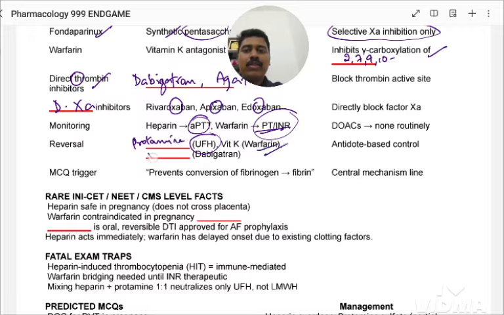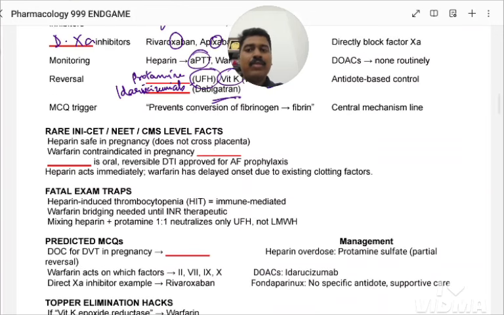For warfarin we use vitamin K as the antidote, and for dabigatran we use idarucizumab. Okay, idarucizumab. Okay, next, warfarin is contraindicated in pregnancy. Yes, because it causes warfarin embryopathy.